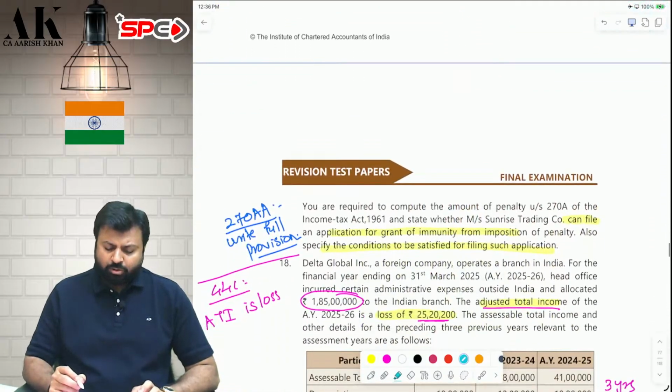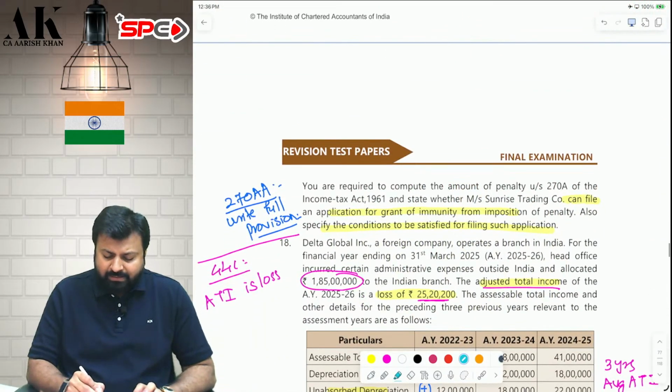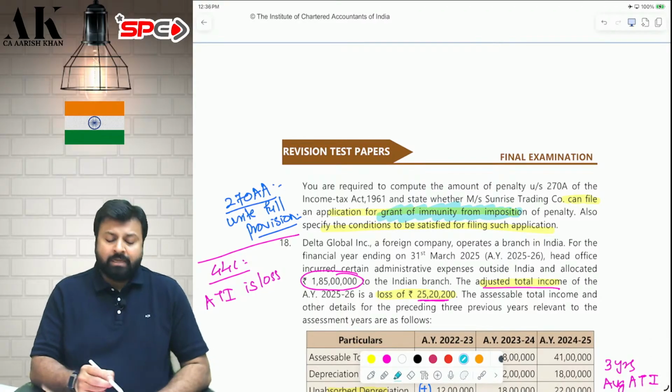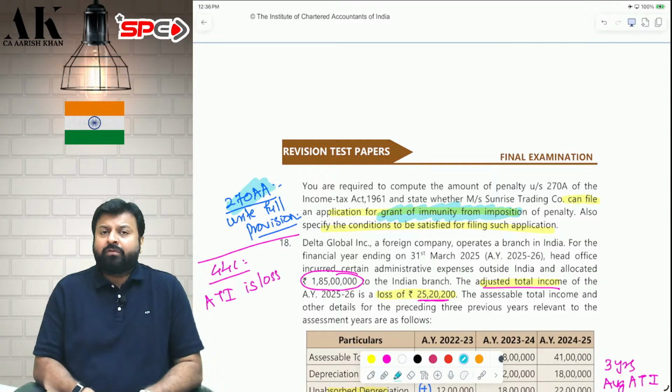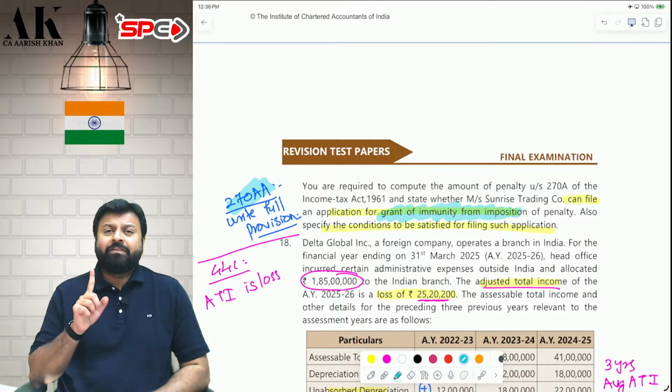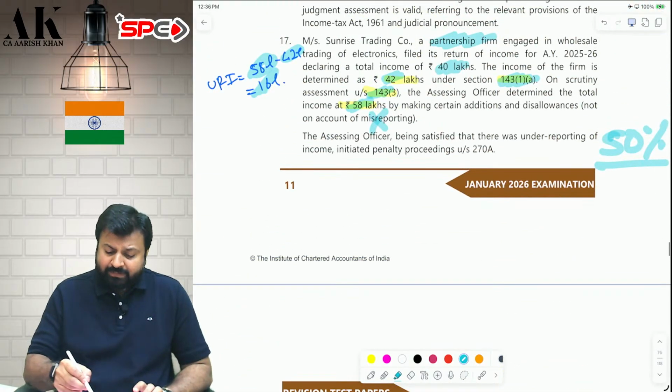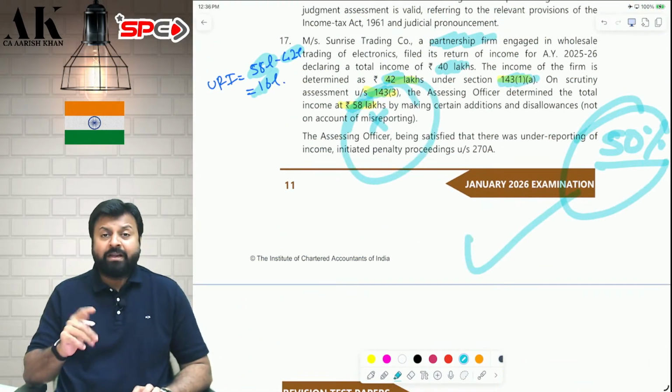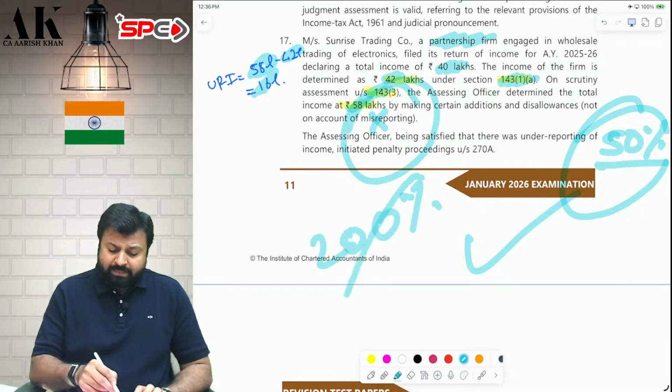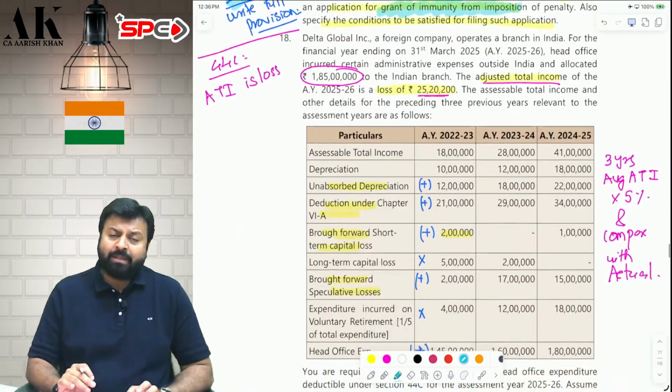Now they are asking one more question. Can we waive this penalty? Is there any way we can get immunity from imposition of penalty? If yes, what are the conditions? Yes, you have to fulfill 270AA. First of all, in 270AA, only 50% penalty can be waived. 200% penalty cannot be waived. In this case, the penalty is 50%, therefore it can be waived. If this had been misreporting, 200% penalty, then 270AA would not have been applicable.